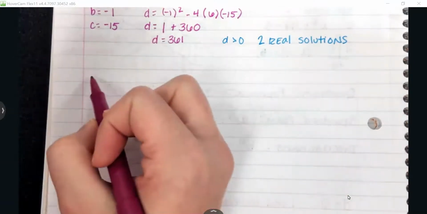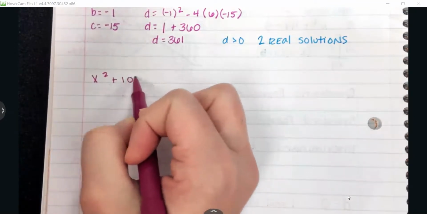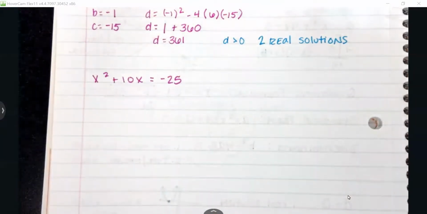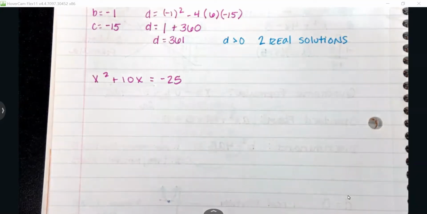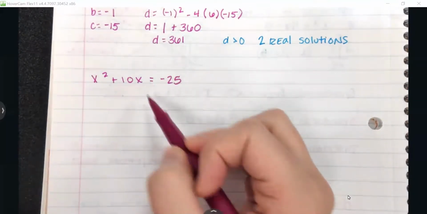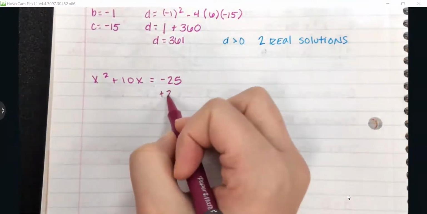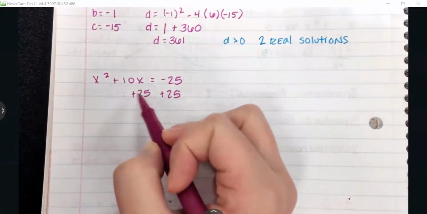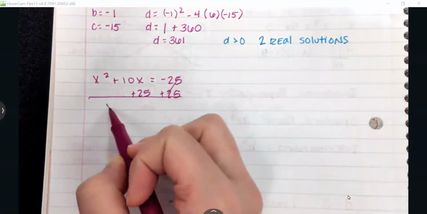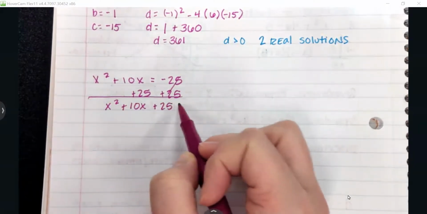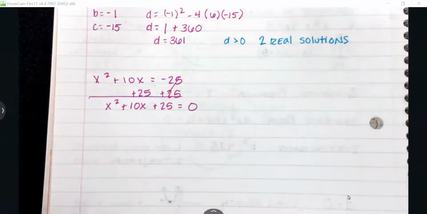We're going to go a little bit faster. X squared plus 10x equals -25. Can I start this problem the way it is? What do I have to do? I have to put it in standard form, which means it has to say equals 0. How do I get it to equal 0? We're going to add 25. Where does it go? First, second, or last? All right. So my problem's going to say x squared plus 10x plus 25 equals 0.